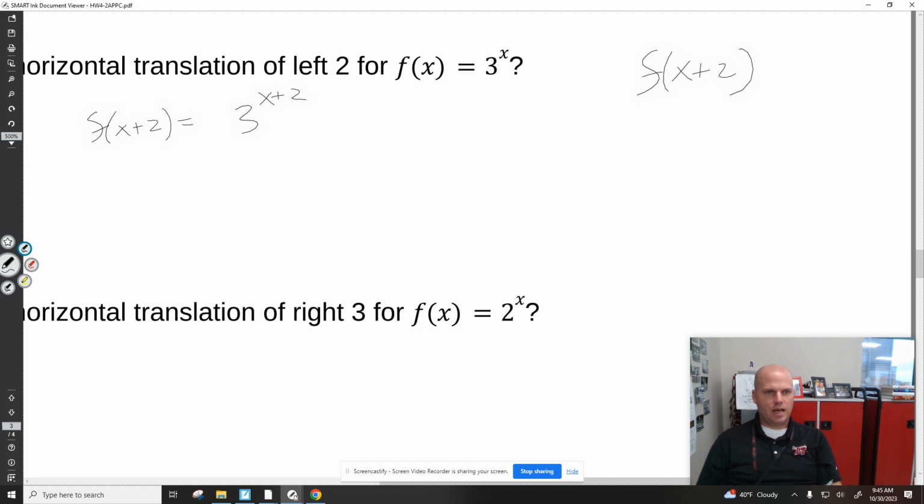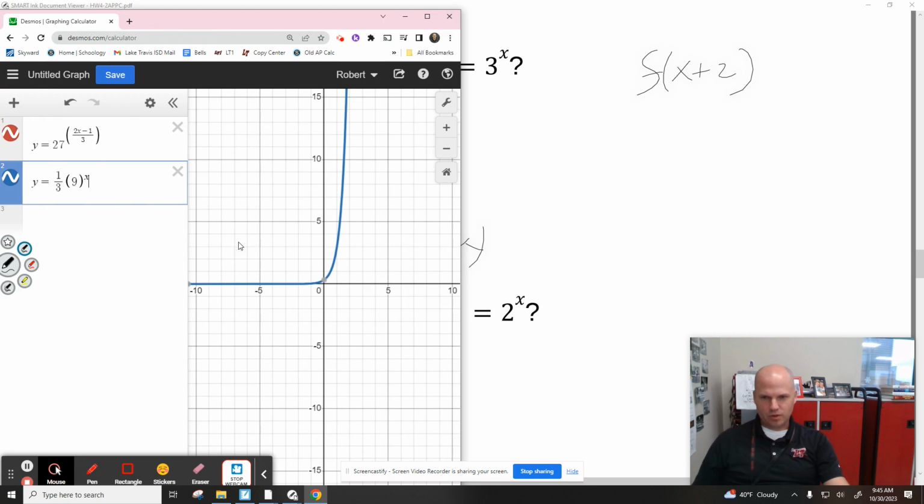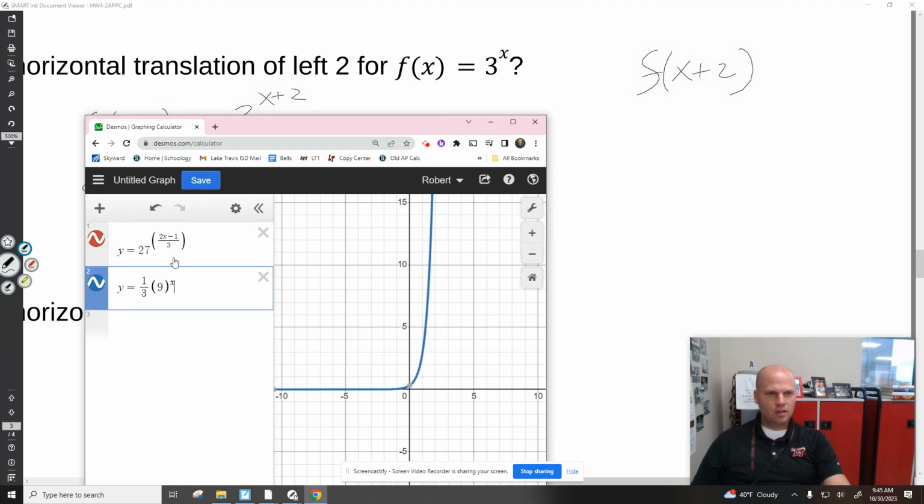But what I realize is that this horizontal translation, using exponent rules, is equivalent to a vertical dilation of 9. 9 times f of x is the same as f of x plus 2. This is like what we showed in class a lot.